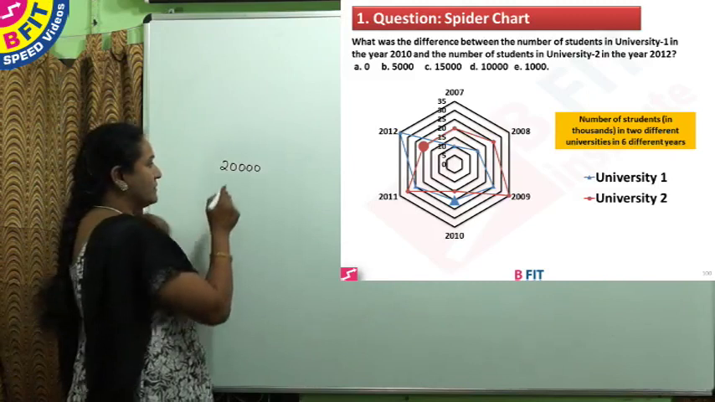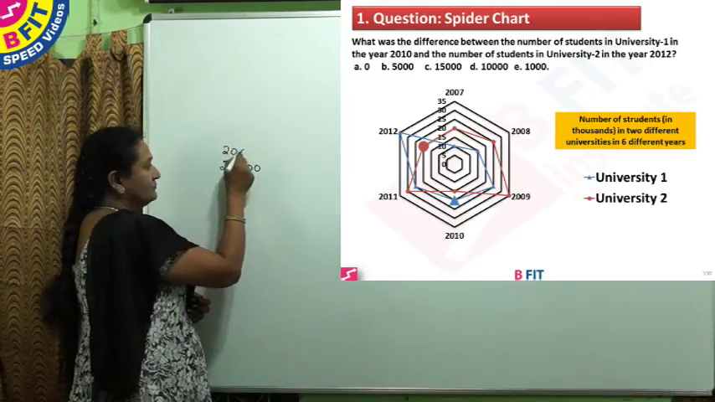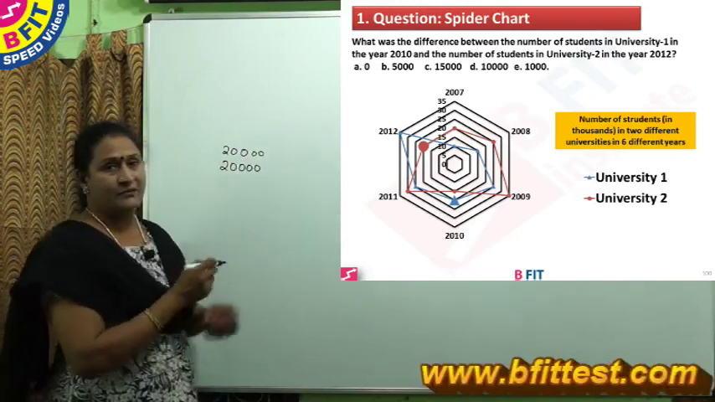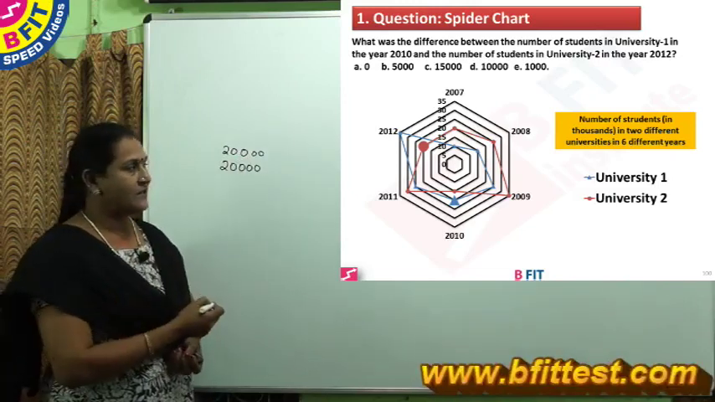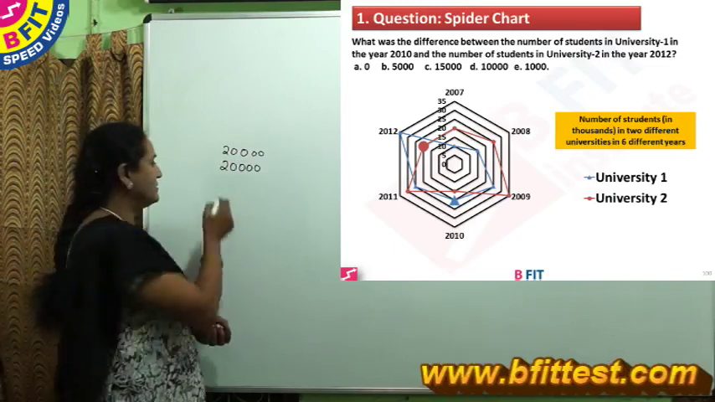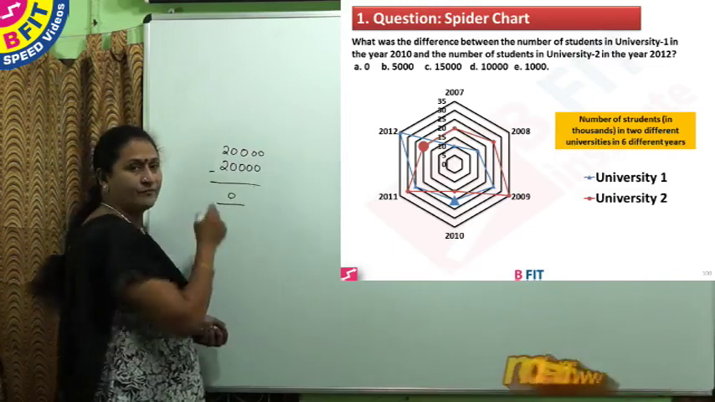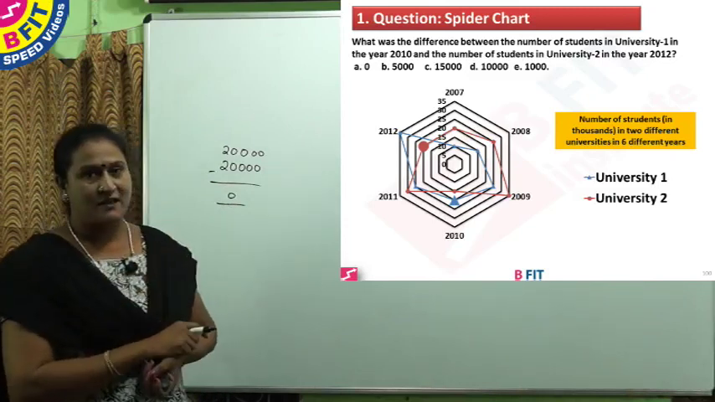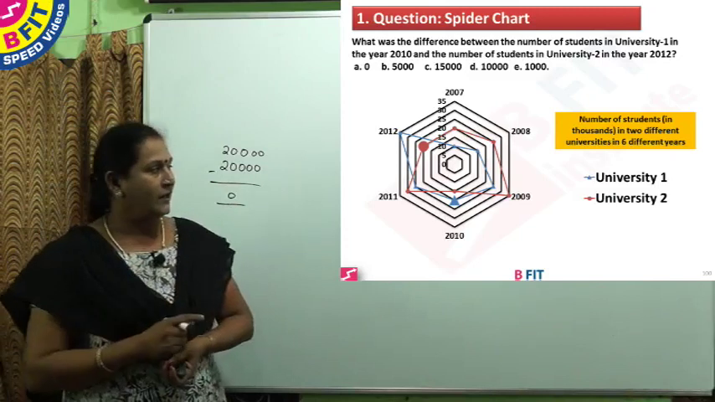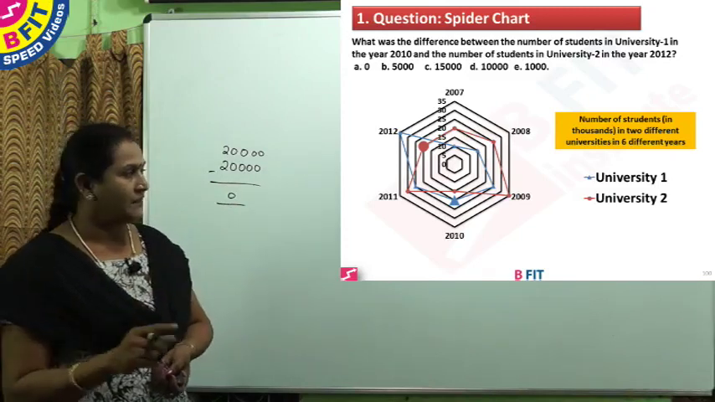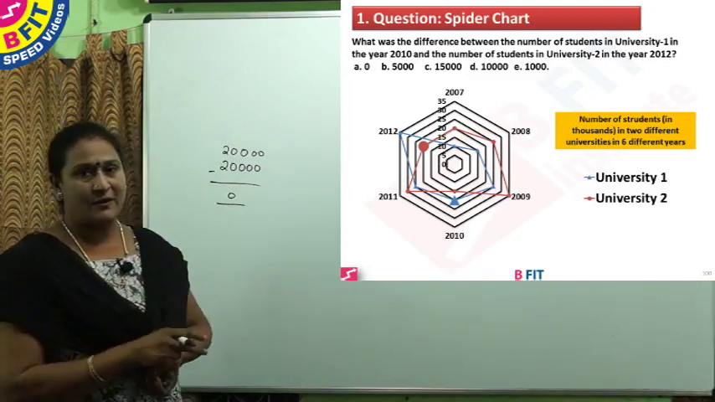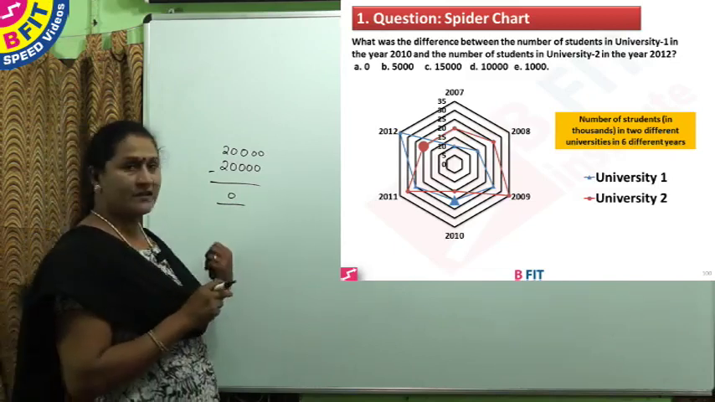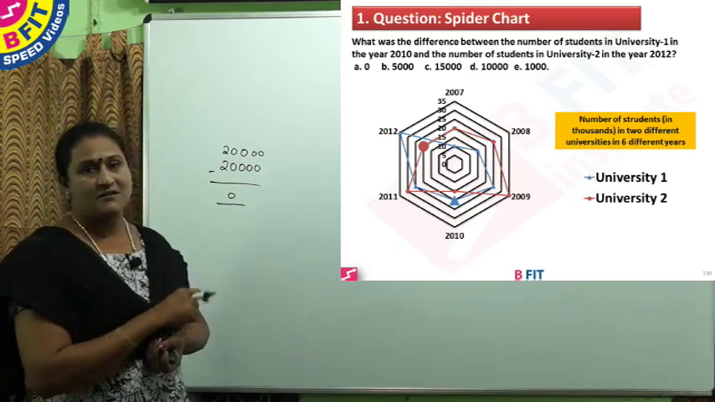So for University 2, 2012, the value is 20,000. So both values are the same. So what will be the difference? It is 0. Here when you check, the data points lie on the same hexagon, which means the data which we need for University 1 in 2010 and University 2 in 2012 are the same. And what will be the difference? Same value, so the difference is 0, and the answer is option A.